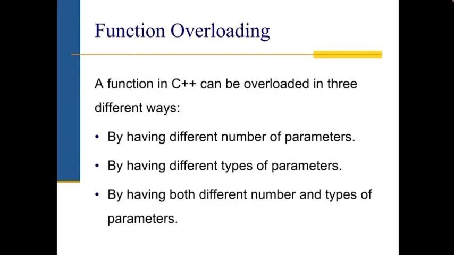A function in C++ can be overloaded in 3 different ways. There are 3 ways of overloading a function. The first one is by having different number of parameters. The second one is by having different types of parameters. And the third one is by having both different number and types of parameters.